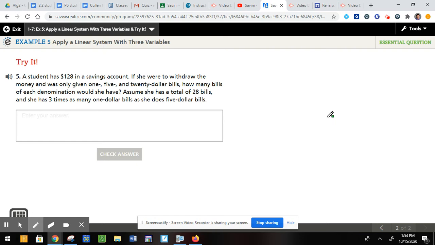So a student has $128 in a savings account. If she were to withdraw money and was only given $1, $5, and $20 bills, how many bills of each denomination would she have? Assume she has a total of 28 bills, and she has 3 times as many $1 bills as she does $5 bills. So we need to define variables.